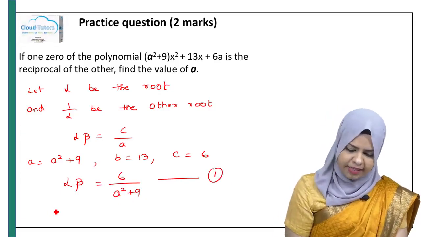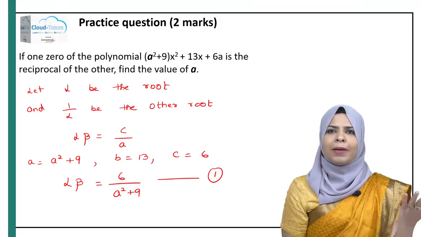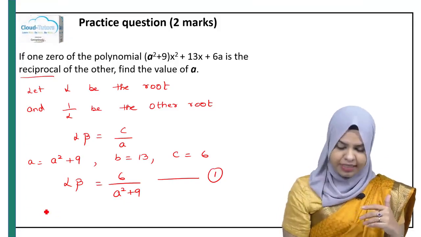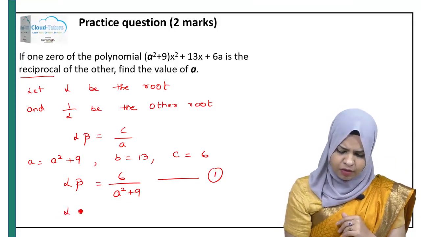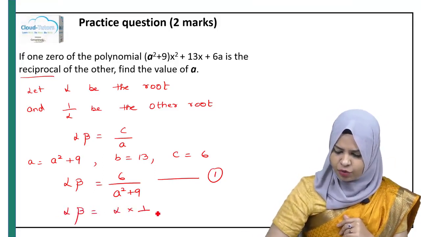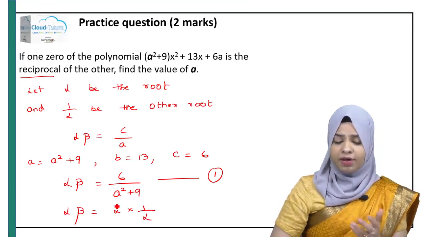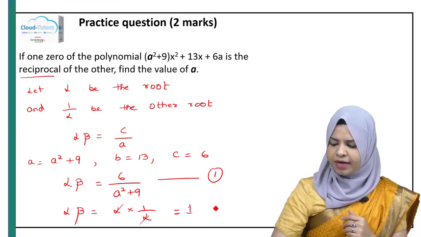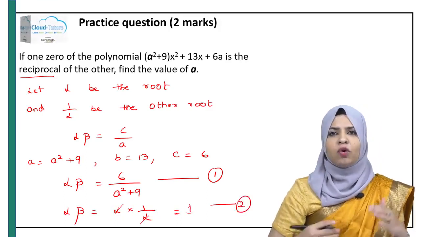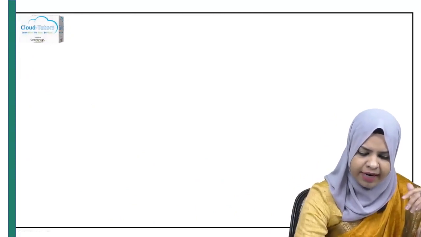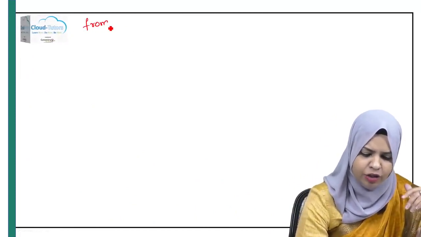Now, I said that let the other root be 1 by alpha, right? They say that it is the reciprocal of the other. So let's substitute that. Alpha beta is equal to alpha into 1 by alpha. Alpha and alpha cancel out each other. I get equal to 1. And I call this equation 2. When I compare 1 and 2, I can write that.